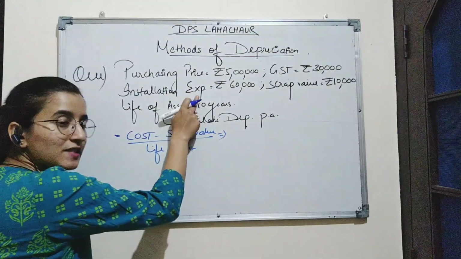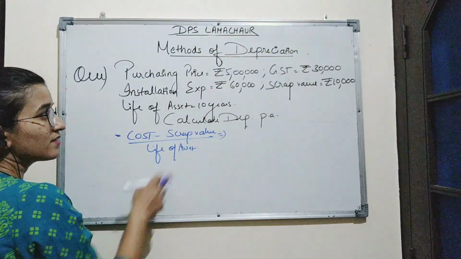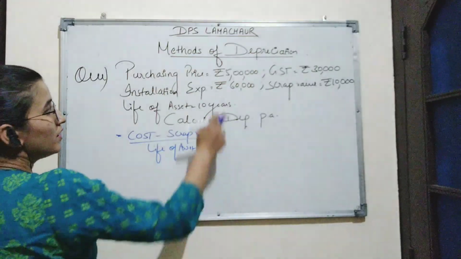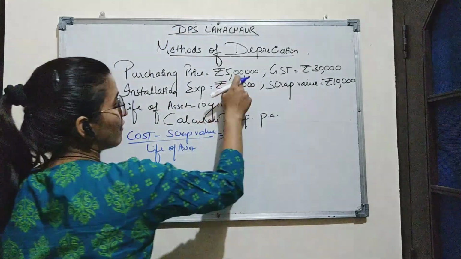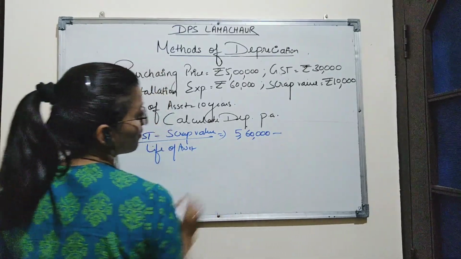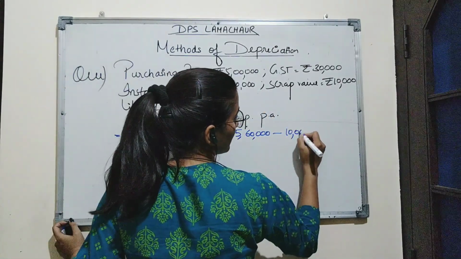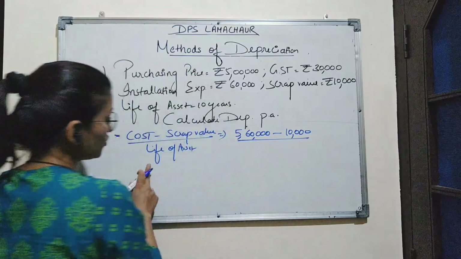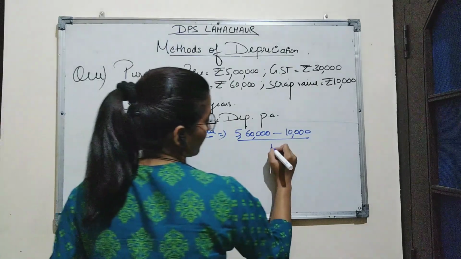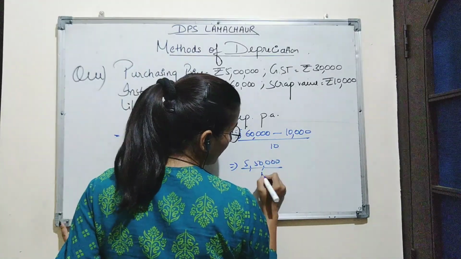Now here is installation expenses. So this installation expenses will be added to the purchasing price, as we have discussed in the theory part that this method is also known as capitalization. So here the total cost of machinery will be 5 lakh plus 60,000, which is 5 lakh 60,000 minus scrap value. Scrap value of machinery is 10,000 divided by useful life of asset. So life of asset is 10 years. So 5 lakh 60,000 minus 10,000 is 5 lakh 50,000 divided by 10.